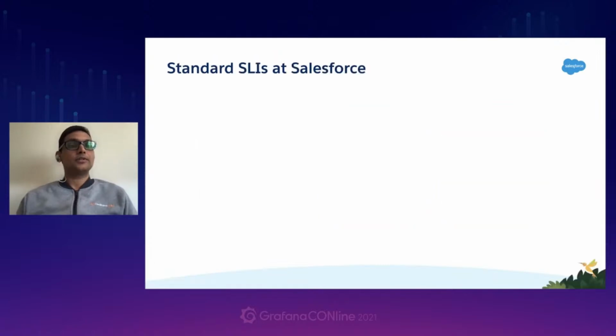Let me introduce some standard terms that I'm going to talk about in my session. SLI, service level indicator, is a quantitative measure of an aspect of your service. Let's say availability: my availability right now is 99.1%. And SLO is my service level objective that I want to meet. So let's say I always want my availability to be 99.9%, that's my SLO.